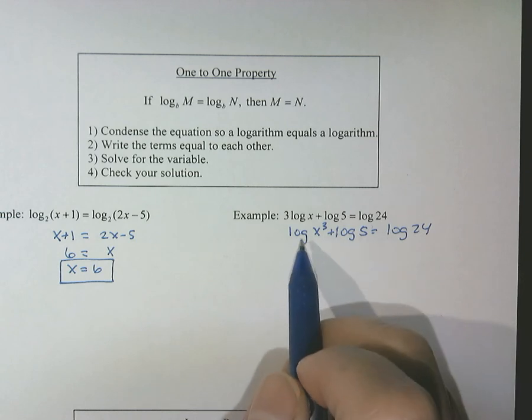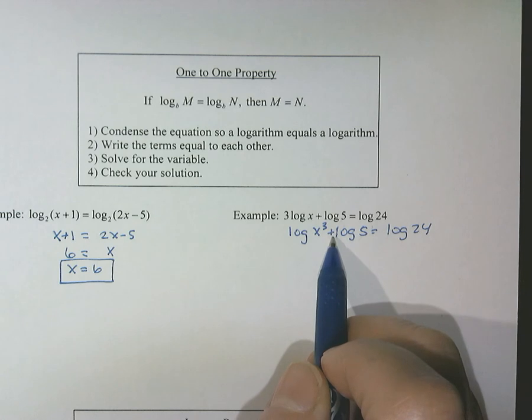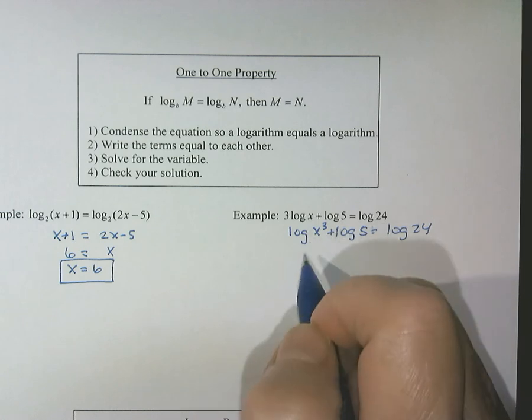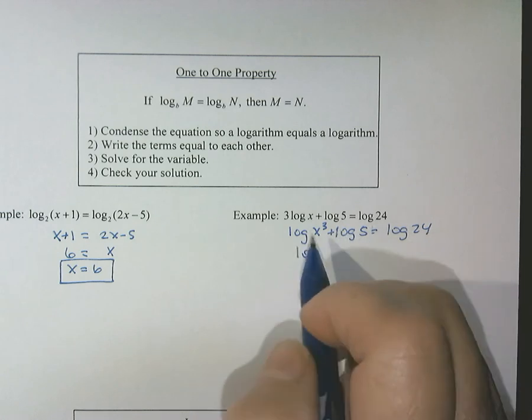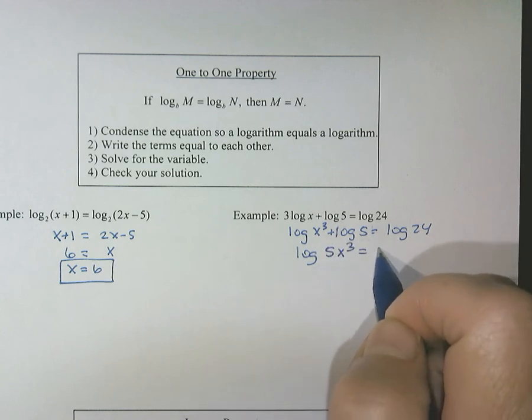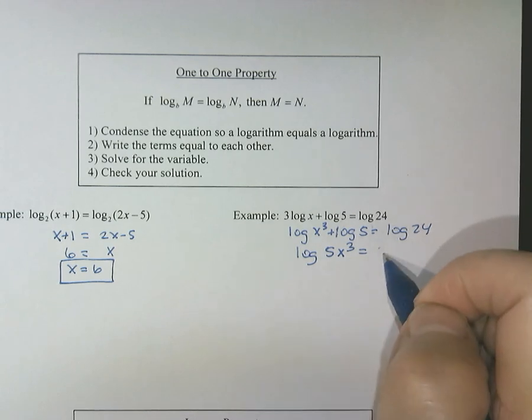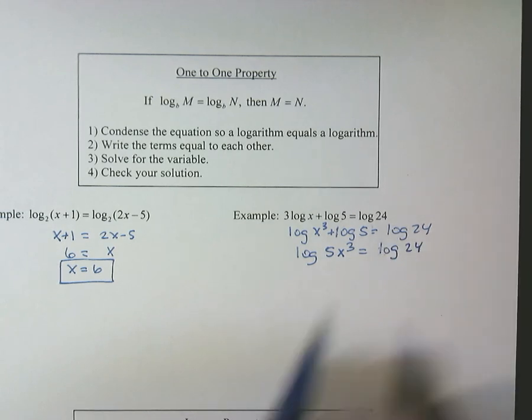This is still not a logarithm equal a logarithm. I can condense these two. It's the product property. Since I'm adding these, I'm going to multiply. So x cubed multiplied by 5, I just like writing 5x cubed. I almost did it again. Equals log 24. Maybe that's why people think they're difficult. There's a lot of places to make little mistakes. You just have to be careful and check your work.